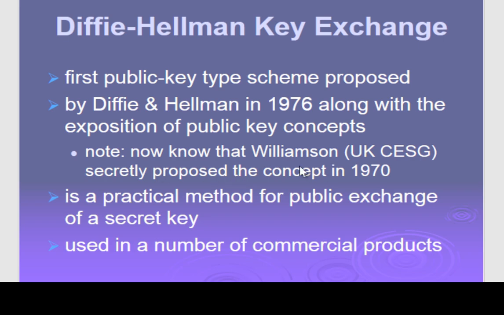We can also note that Williamson introduced the public key concept in the year 1970, but it did not become popular. He only secretly proposed this concept, and Diffie and Hellman are the persons who implemented it. This Diffie-Hellman algorithm is used in a large number of commercial products.